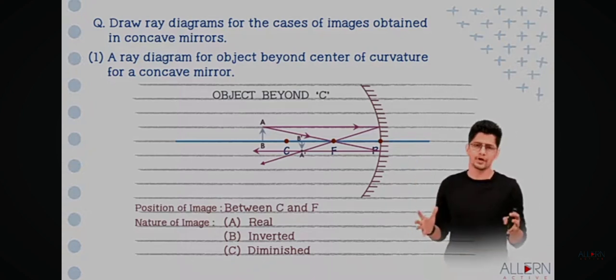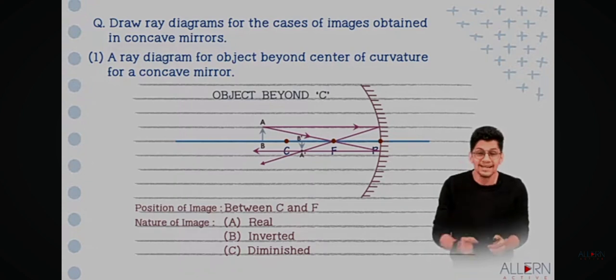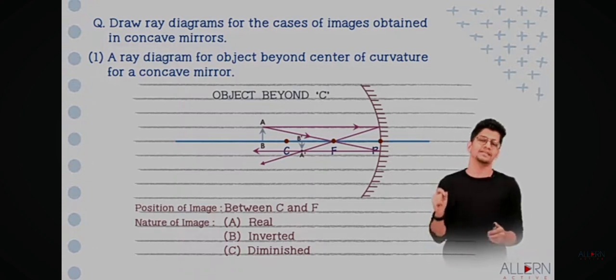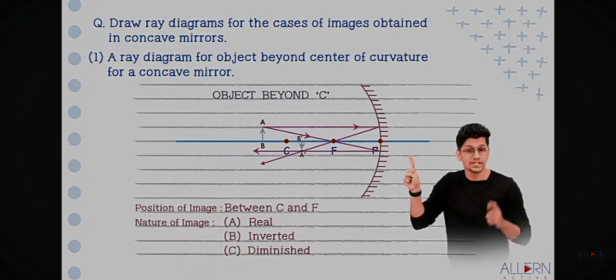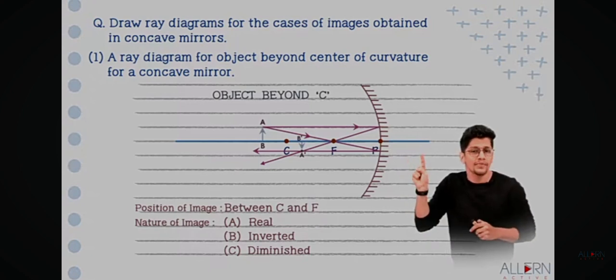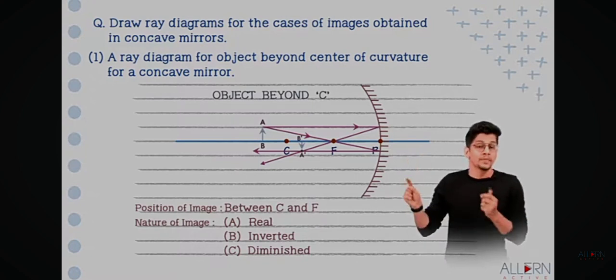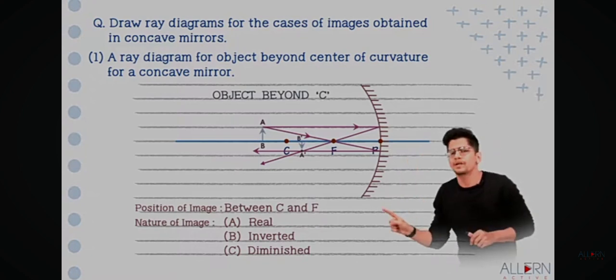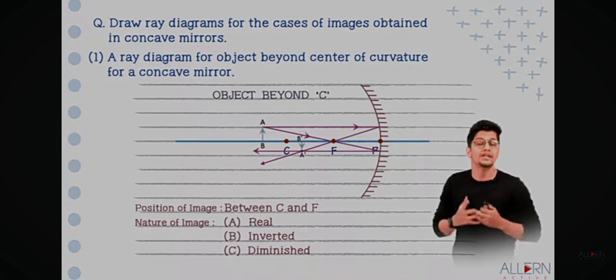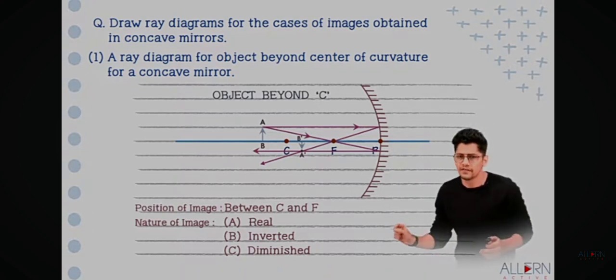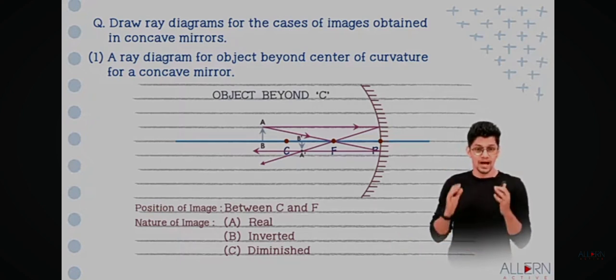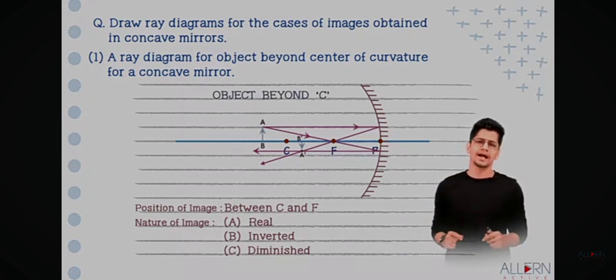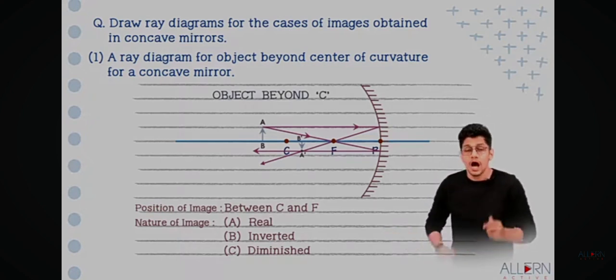So what is important here? What is important is the position and the nature. So when the object is placed beyond C, remember this. When the object is placed beyond C, the image is obtained between C and F, and the nature of the image is real, inverted and diminished.